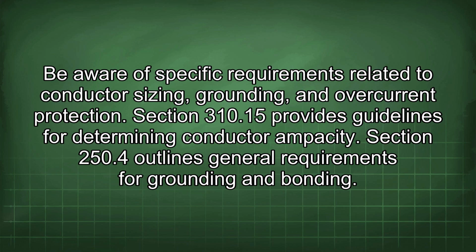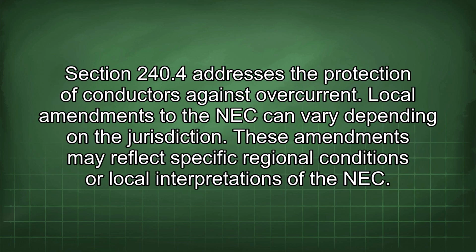Be aware of specific requirements related to conductor sizing, grounding, and overcurrent protection. Section 310.15 provides guidelines for determining conductor ampacity. Section 250.4 outlines general requirements for grounding and bonding. Section 240.4 addresses the protection of conductors against overcurrent.